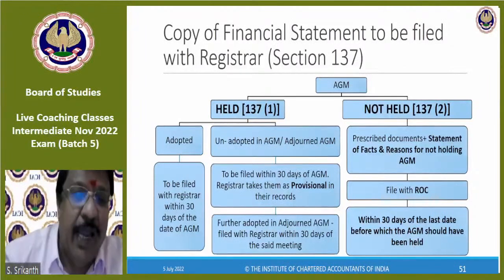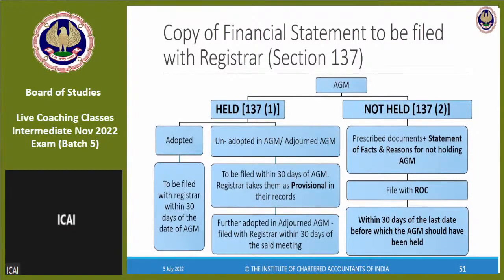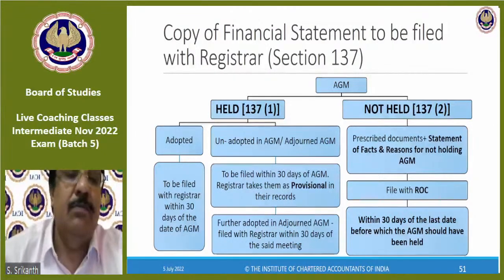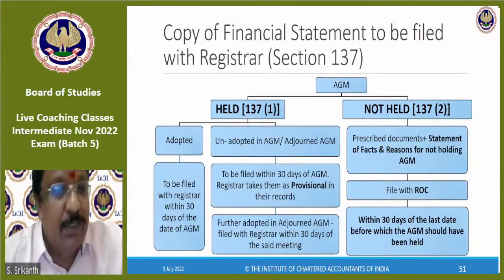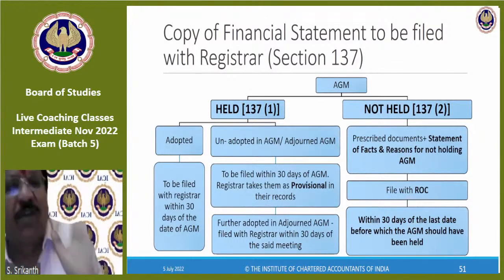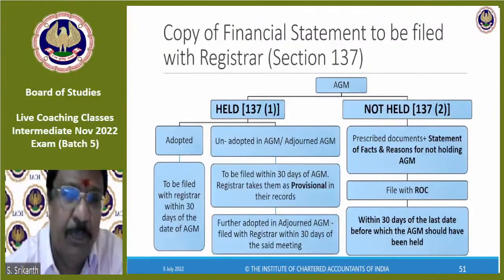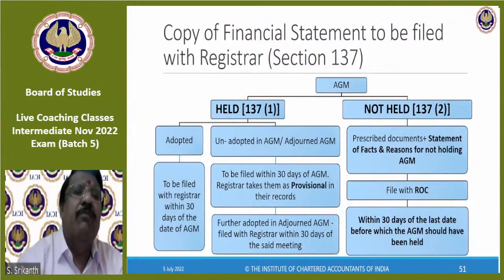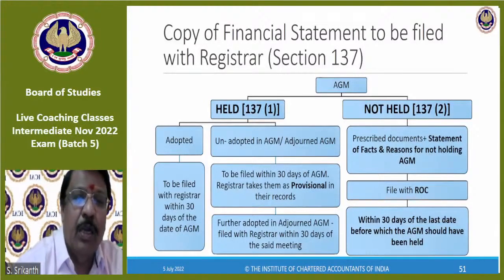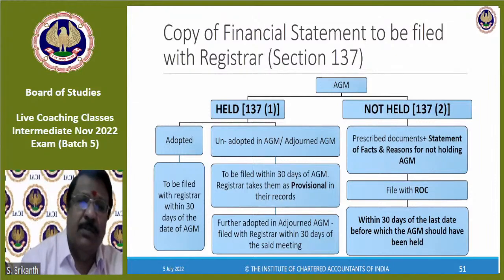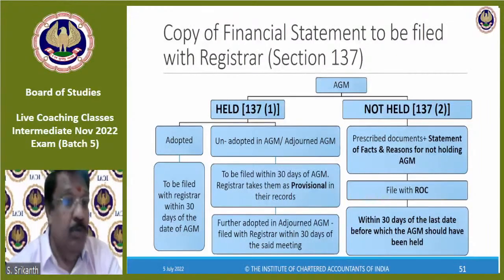Where the AGM is held, the next question we will ask is, was it adopted? Means, did the members adopt it? Sometimes the members may not adopt it. See, you are the board of directors. You have held the AGM. You have given the accounts to them, audited. Now these guys are going through it and saying, we won't adopt. What can you do? But very rarely this will happen. Not adopted is a rare occurrence. But it could happen that such an option is there.